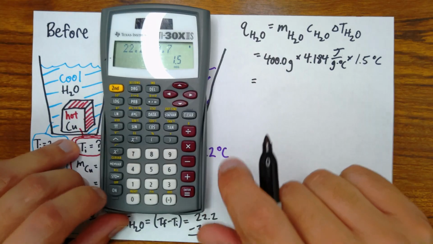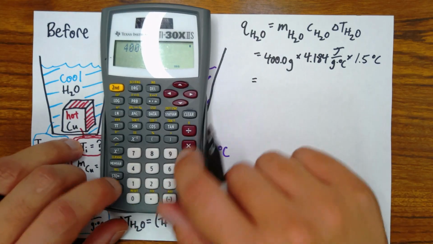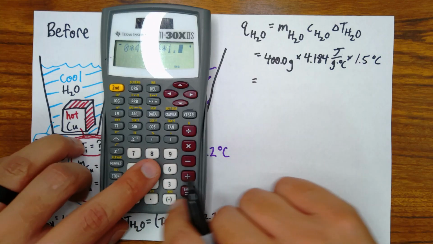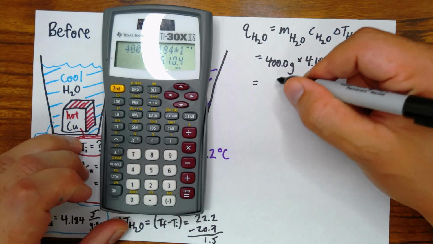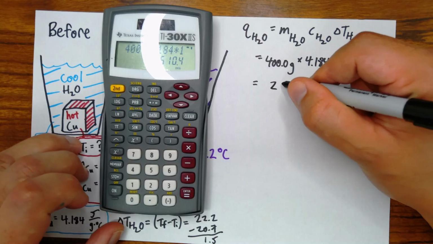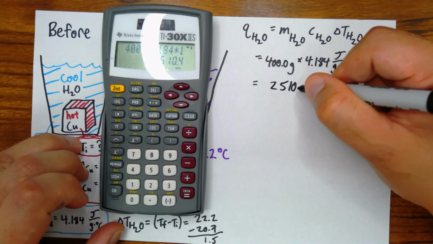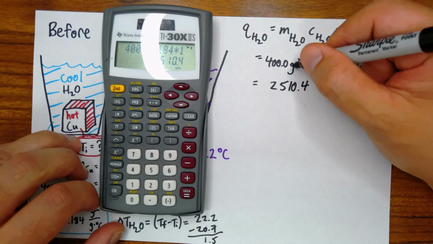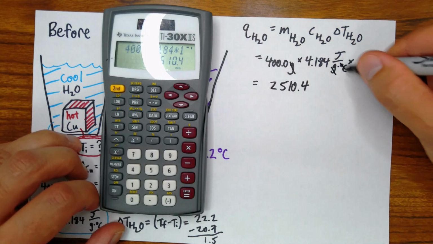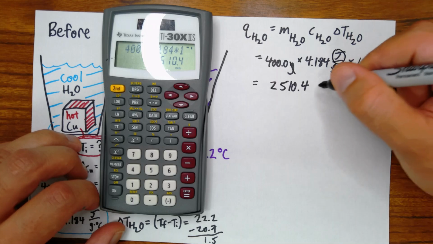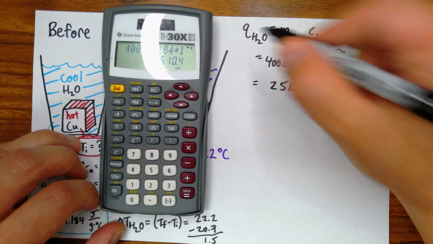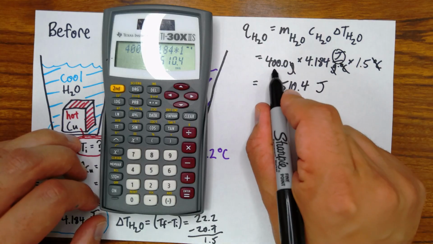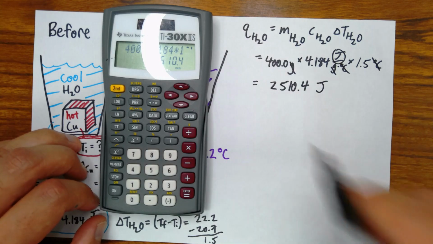All right, so 400 times 4.184 times 1.5. And we get 2,510.4. What's our units? Well, grams cancel. Degrees Celsius cancel, leaving us with just joules. And that's good because we wanted a heat. Okay. 4 sig figs, 4 sig figs, 2 sig figs.